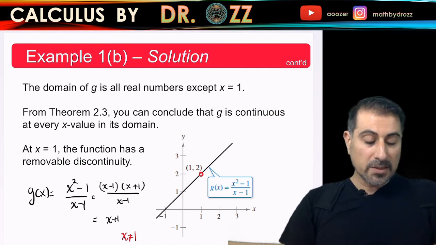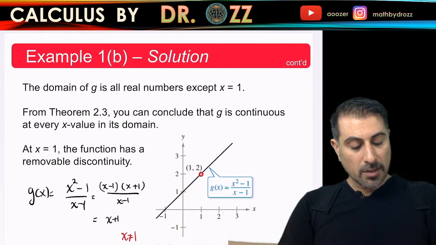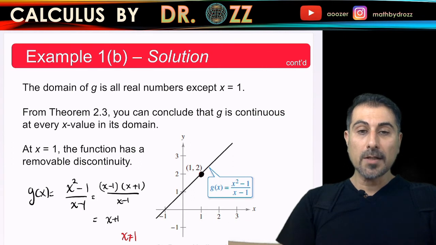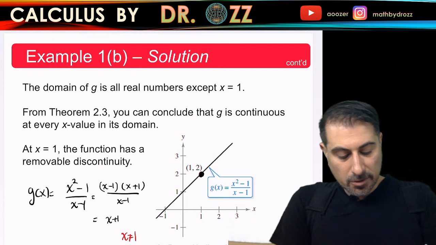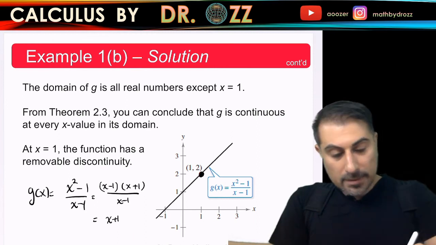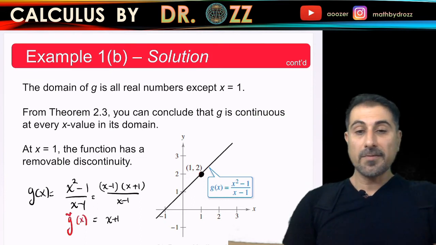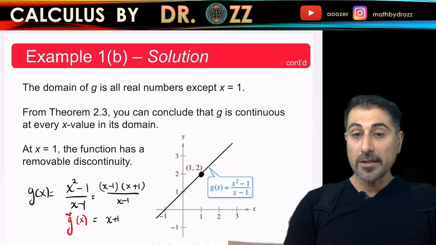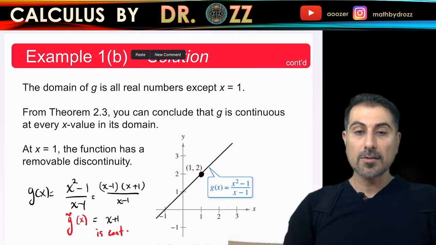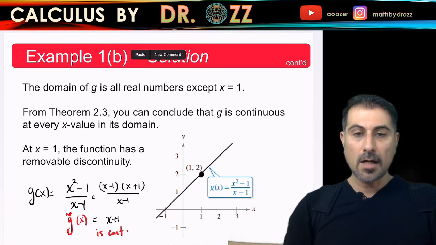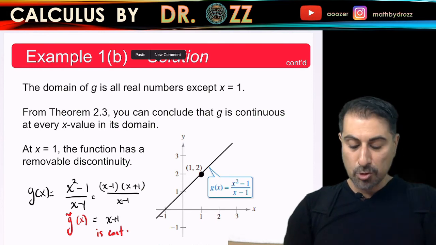This function is discontinuous, as I said, but you can remove it by redefining the function at x equals 1. So I can fill this up. Here we go. I have a continuous function, and I can redefine this function, which I'm going to call g twiddle of x. g twiddle of x is just x plus 1, and it's defined everywhere. So this function is continuous, as you see. For that reason, the discontinuity at x equals 1 is removable.